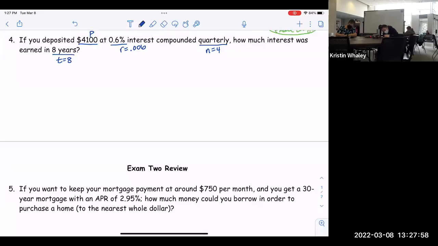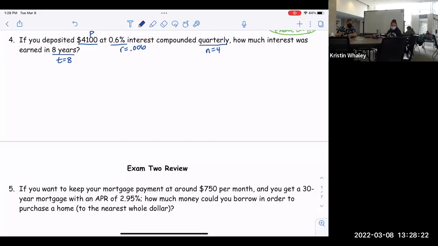So in terms of deciding what formula to use, I know it does mention compounded, so I know it's not going to be a simple interest formula. But how do I know whether this should just be the compound interest formula or if this should be an annuity formula? There was no payment amount mentioned, right? This never mentioned putting in an amount every so often. It didn't say I was going to deposit this much money every quarter.